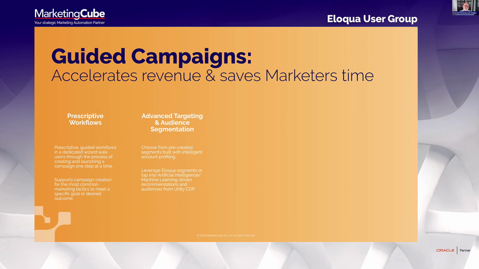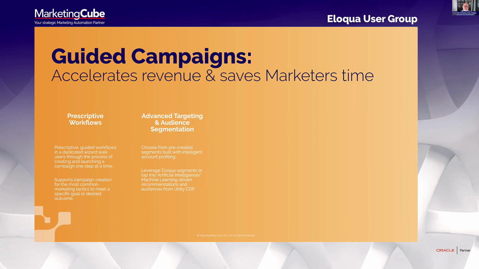But what the advanced or the guided campaigns offers is the ability for the guided campaigns user to access or choose from pre-created segments built with intelligent account profiling. So if we look at the connection between a CRM platform and Eloqua, where we have the account construct coming from the CRM and all of the associated contacts, etc., then you start to overlay things like industry, geography. It could be buying groups, for instance. It could be levels of seniority, for example, all of those different things.